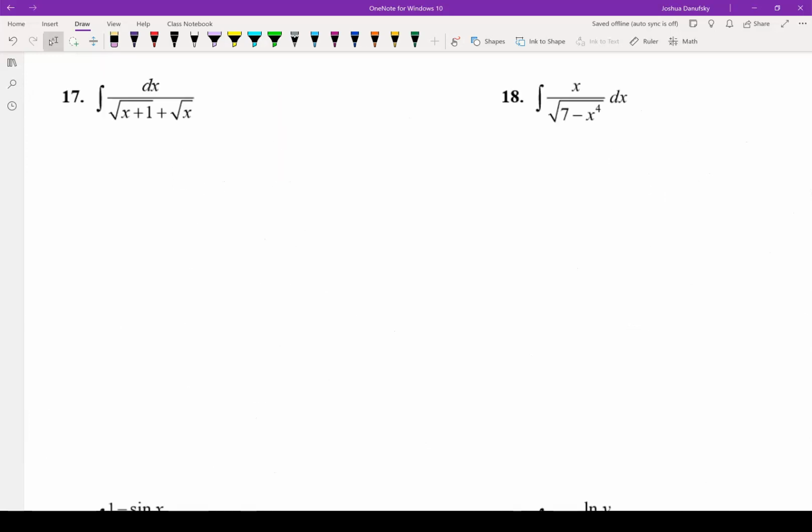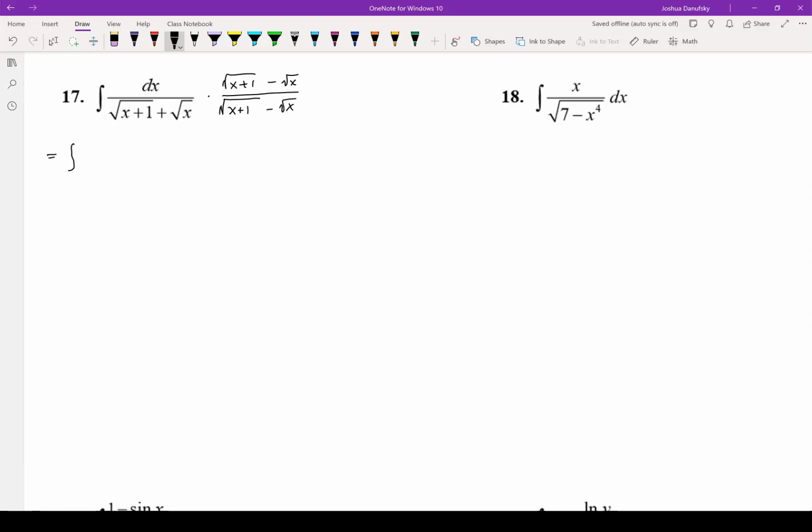Number 17, the integral dx over the square root of x plus 1 plus the square root of x. This one isn't immediately clear how to start. If we notice, we have a sum of square roots in the denominator. So let's see what happens when we multiply by the conjugate on top and on bottom.